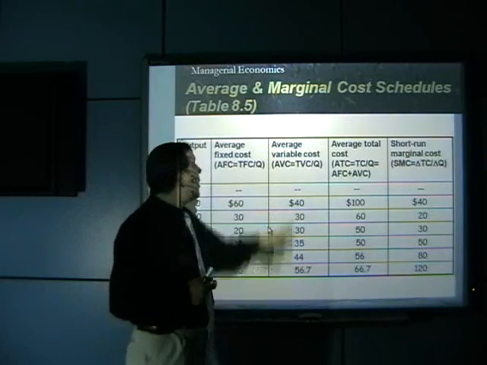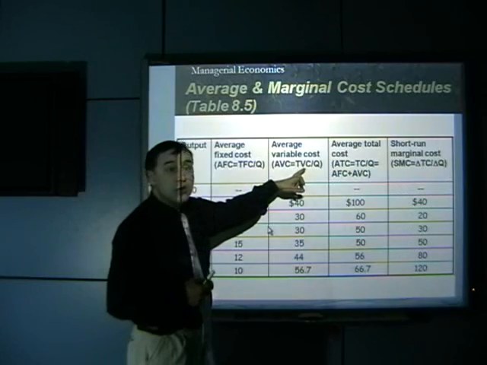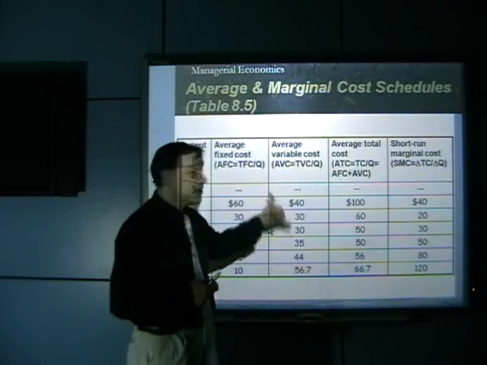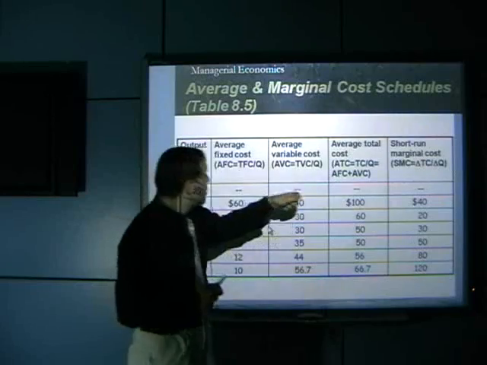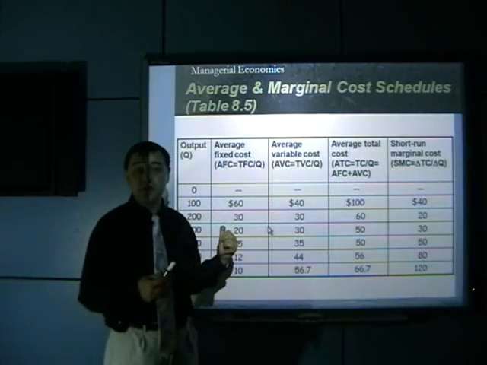All right? Now, how do you get the average variable cost? You simply divide the total variable cost by the quantity. I can pull back the table. You divide this number by this. That's all it is. You want to try it? No.